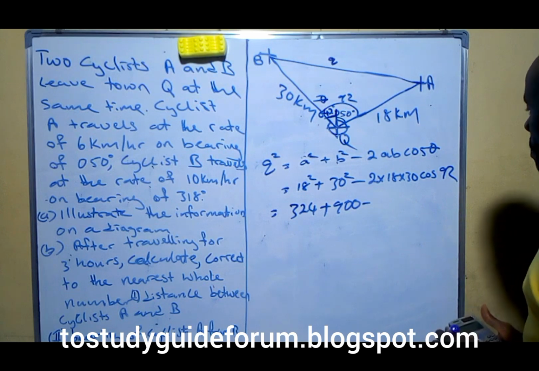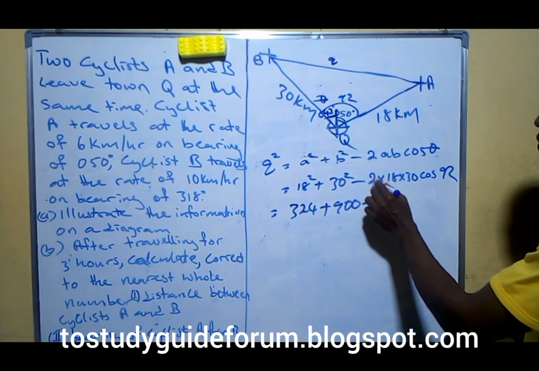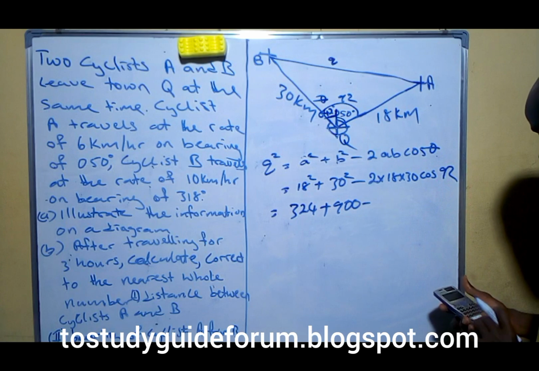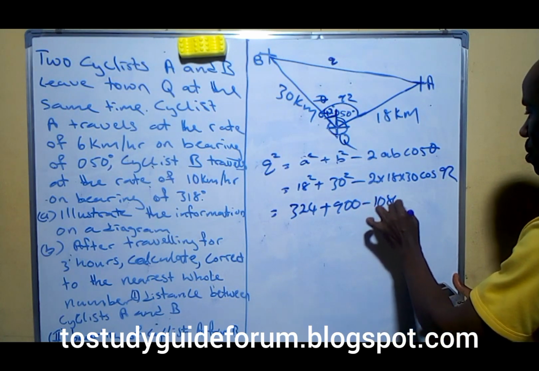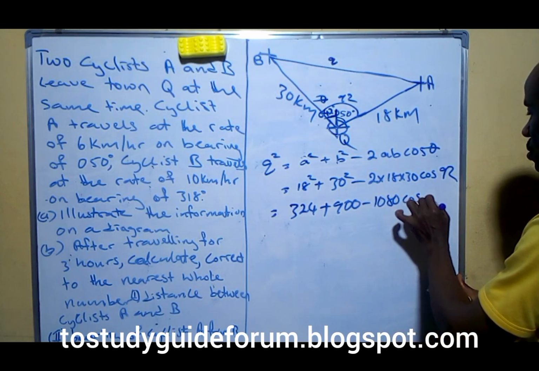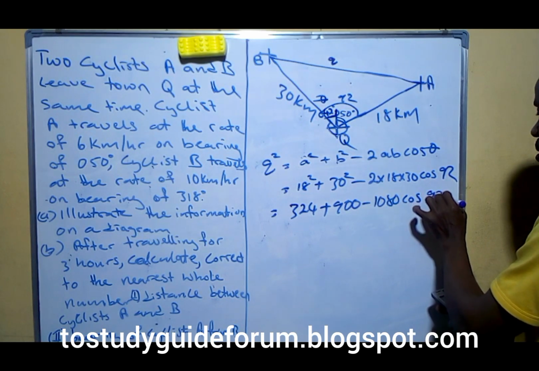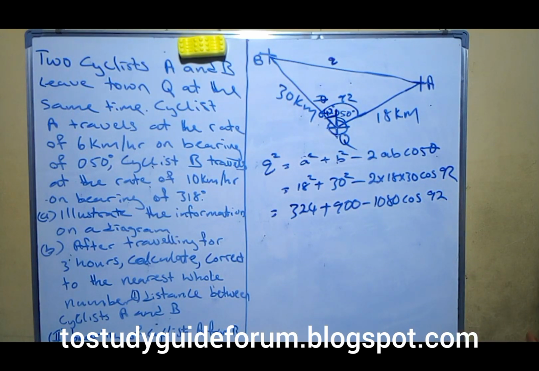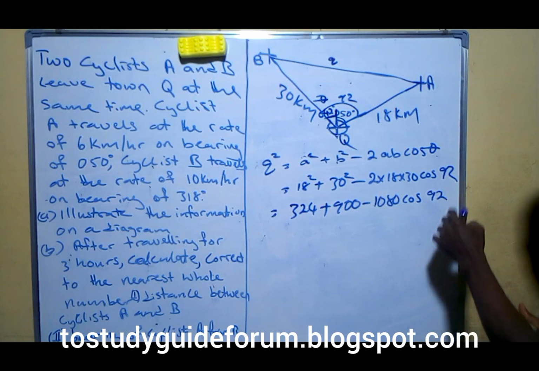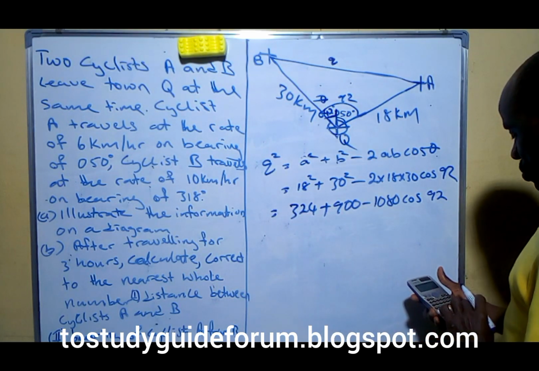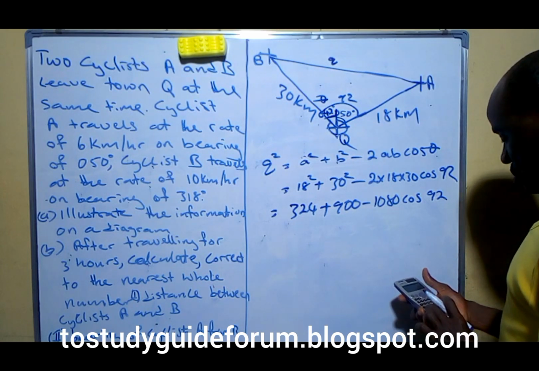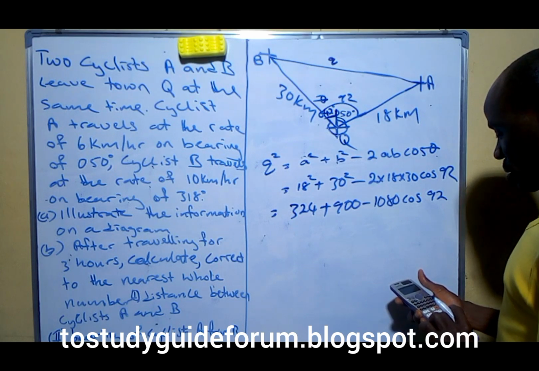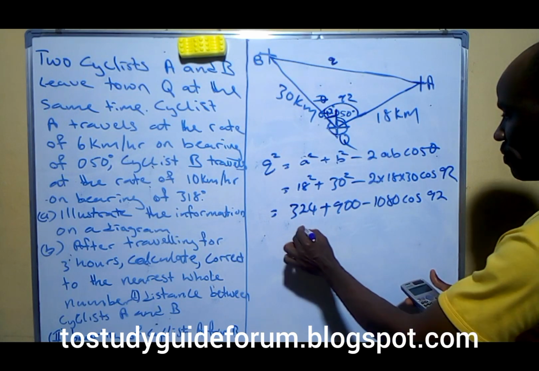So the next one we have here is 2 times 18 times 30, times cos 92. Later we'll come to that. Let's add up this: when we add up 324 plus 900, we have 1224.